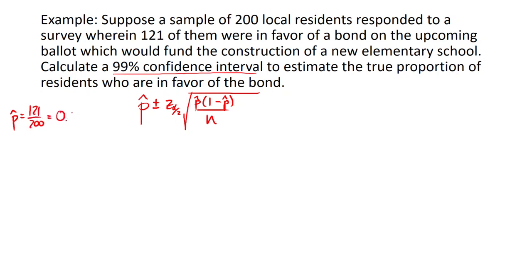What was it? 0.605. Like 60.5%, right? Okay, 0.605. Thank you.